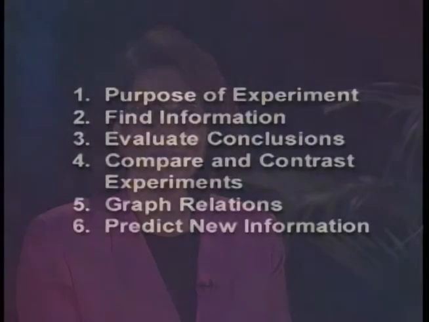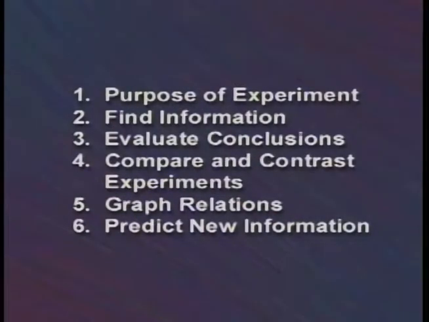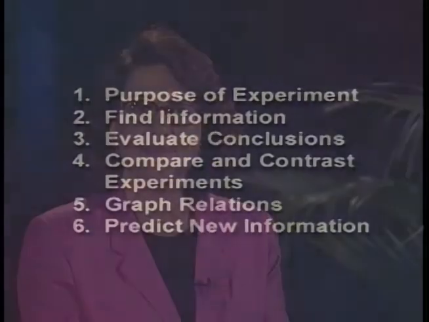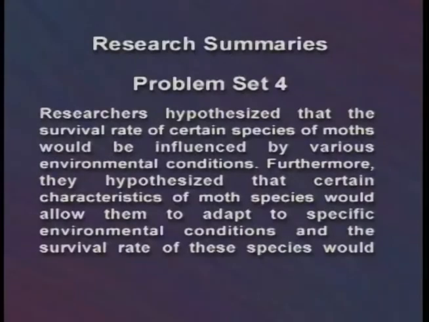In conclusion, there are 6 types of research summaries questions: finding the purpose, finding information, evaluating conclusions, comparing and contrasting experiments, graphing information, and predicting new information. Let's join Dr. Smith once again as he discusses several examples. Problem set 4.